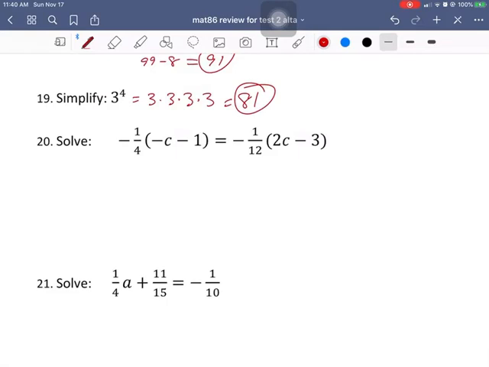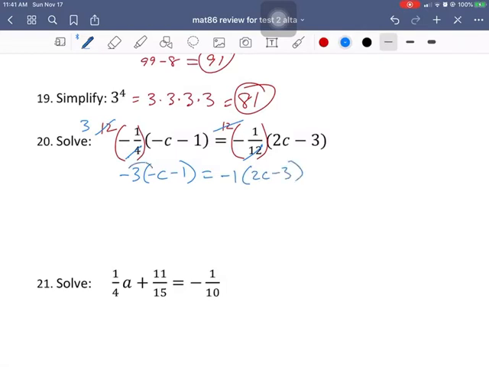Distribution with fractions. I'd like to clear my fractions. I have a 12 and a 4, so I want to use the 12 as my LCD. So I'm going to multiply everything outside of the distribution, everything outside the parentheses, with my 12 to get these fractions to go away. So 4 into 12 is 3. 3 times negative 1 is negative 3. And then put this back. 12 times 1 divided by 12, that's going to be a negative 1, 2c minus 3.